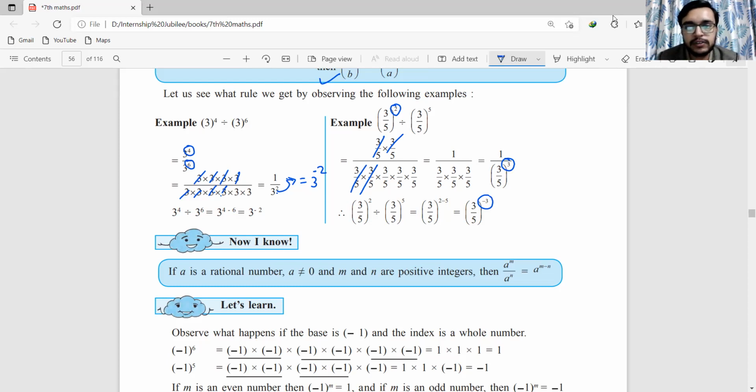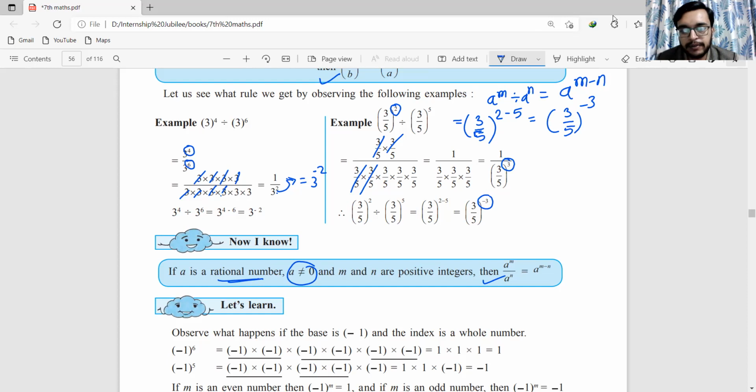Right, and in short you can solve this using the formula a raised to power m divided by a raised to power n is equal to a raised to power m minus n. Here the base is the same, that is 3 upon 5, and division is there, therefore we subtract the powers, 2 minus 5, that is equal to minus 3. If a is a rational number, a not equal to 0, and m and n are positive integers, then a raised to power m upon a raised to power n equals a raised to power m minus n.